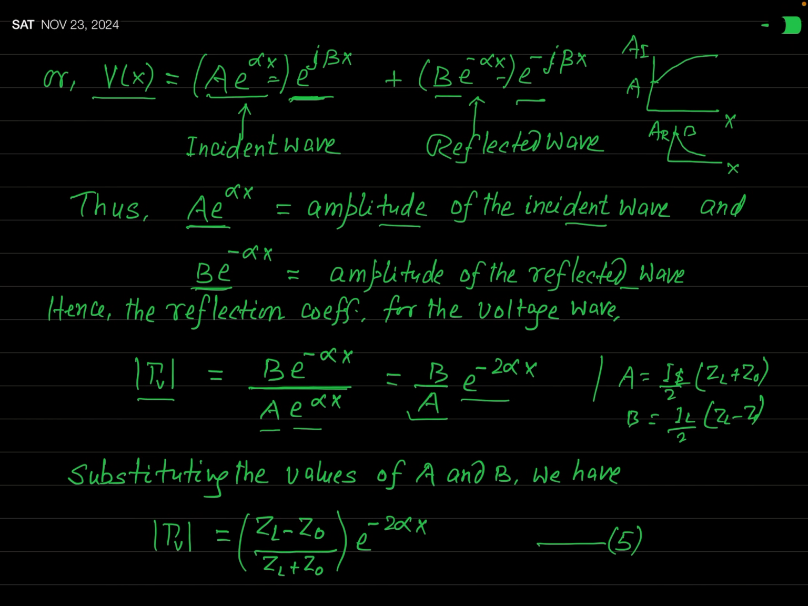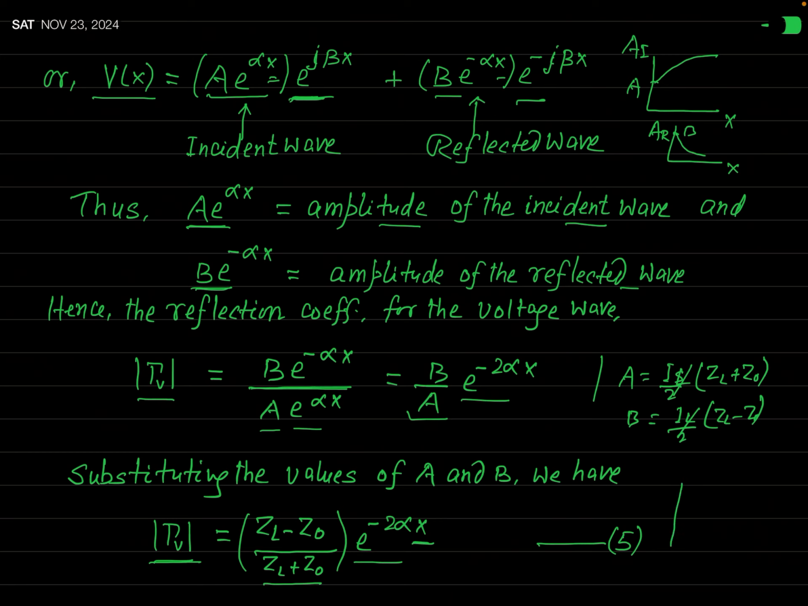So when you substitute the values of A and B, IL over 2, you can see these are the common factors, so they will cancel out, and therefore the magnitude of the reflection coefficient for the voltage wave, that is gamma V, will be equal to ZL minus Z naught over ZL plus Z naught times e to the power minus 2 alpha x. So this reflection coefficient is not constant. It also depends on x, and you can see this reflection coefficient decreases exponentially with increase in x.